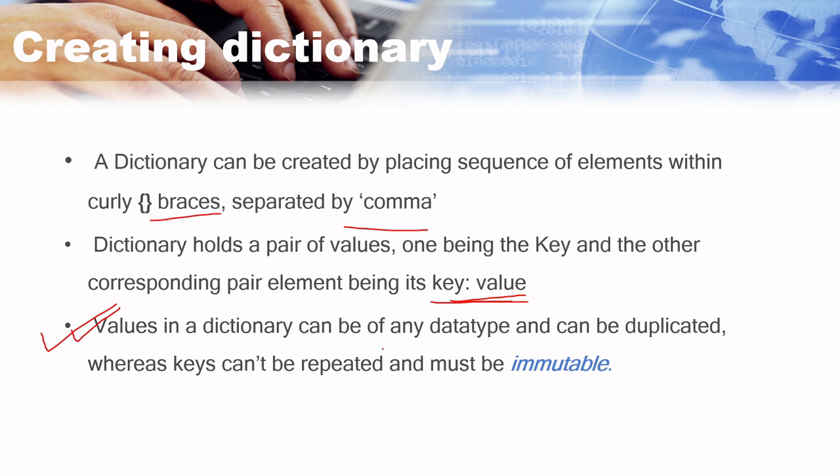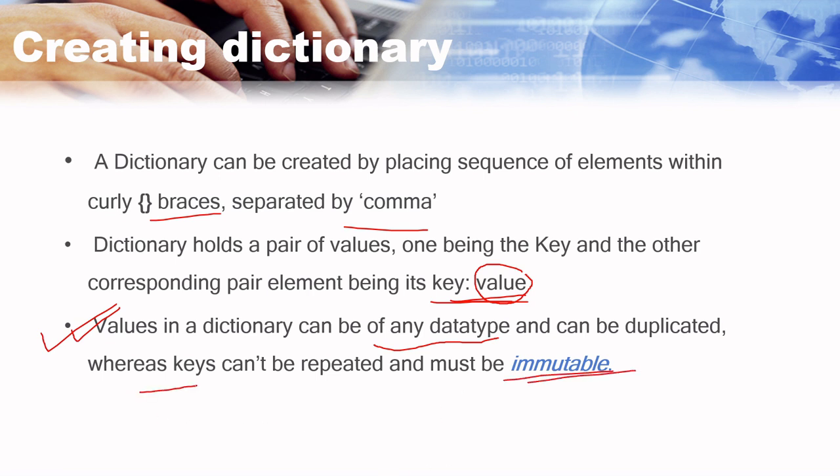Values in a dictionary can be of any data type. Whatever value you are going to use, that can be of any data type. That may be number, that may be string, that may be other data type, anything, and can be duplicated. Means suppose in one value I have written Moshita, second time again I have written Moshita. Yeah, duplication possible. Whereas keys can't be repeated and must be immutable.